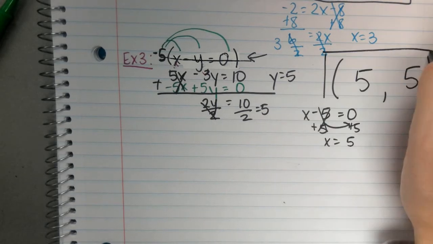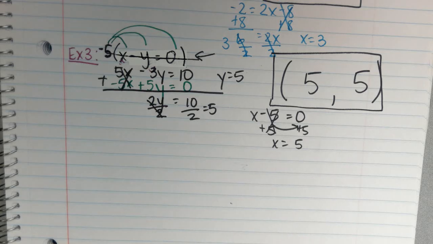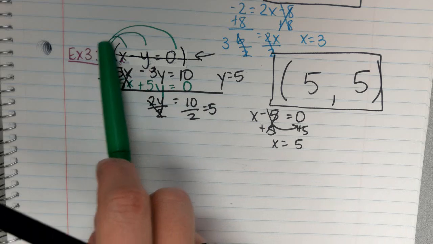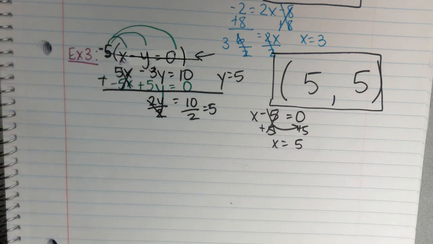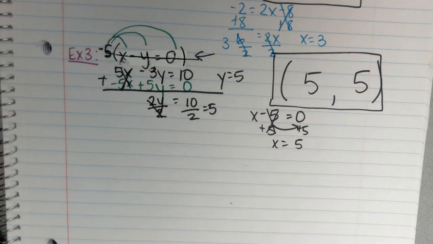So the answer is 5, 5. Tomorrow in class, we're going to do another one like this, where we have to multiply everything by a number, a coefficient, so that our x's or our y's will cancel. In this case, it was our x's. That's the only difference there.